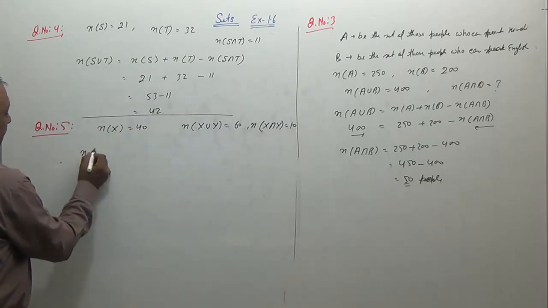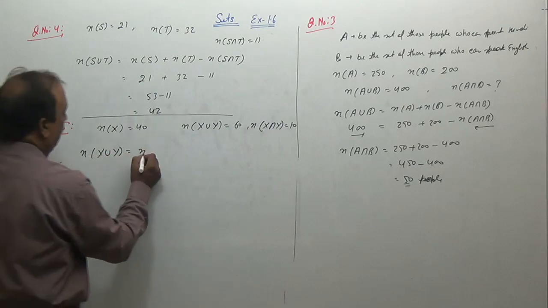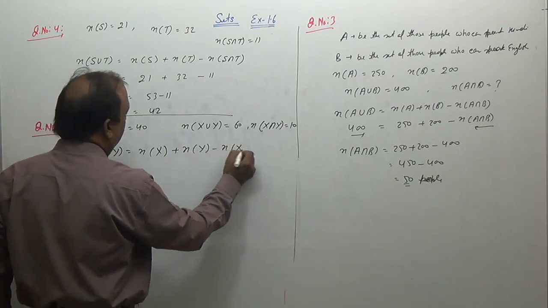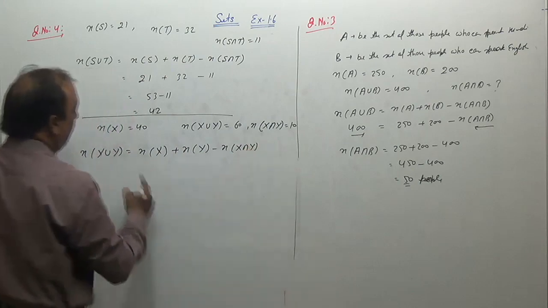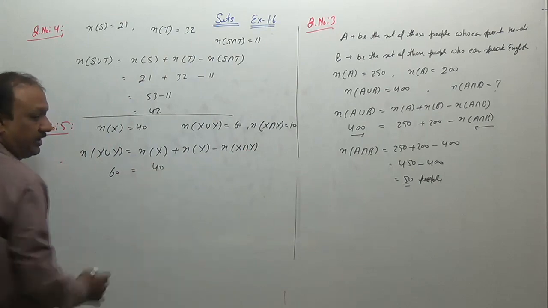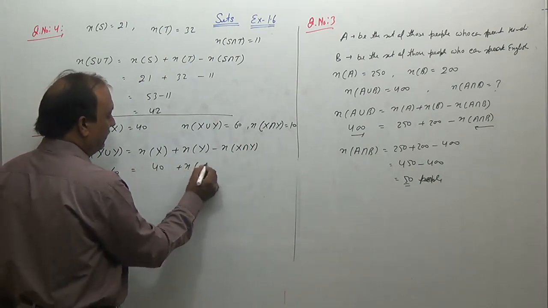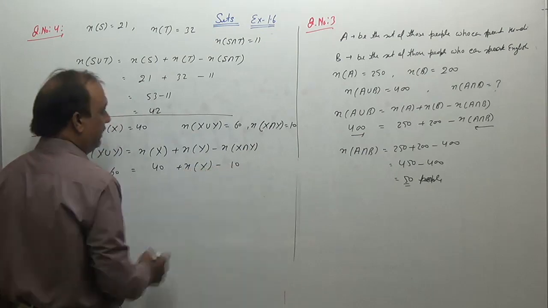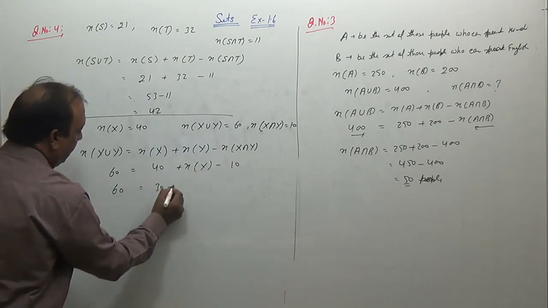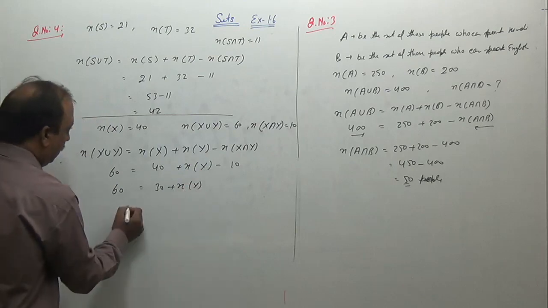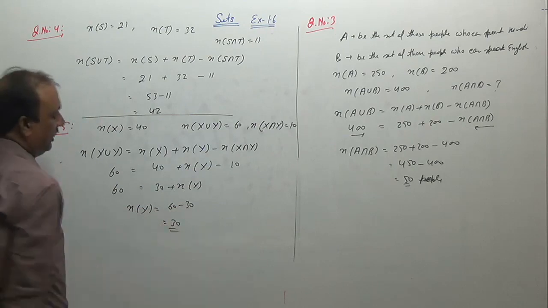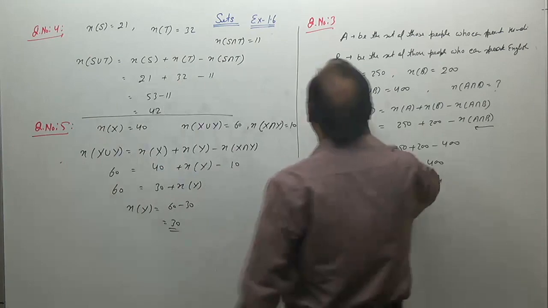Simply applying the property, n(X union Y) is equal to n(X) plus n(Y) minus n(X intersection Y). So these are 60. The number of elements of set X is 40. This one is the required n(Y), minus these are 10. So 60 is equal to 40 minus 10, that is 30, plus n(Y). So the number of elements of set Y is 60 minus 30. These are 30. So there are 30 elements in set Y.